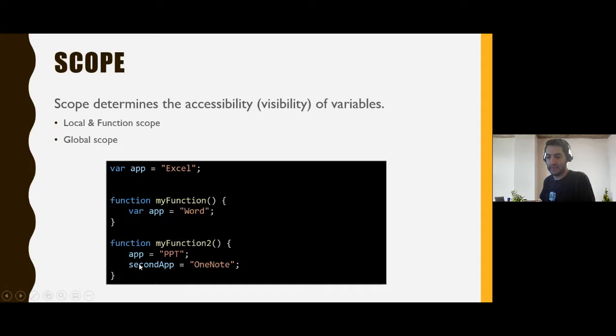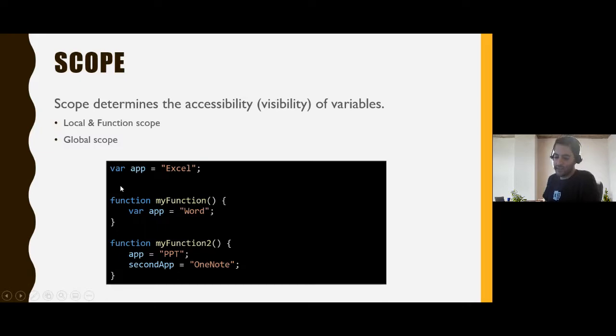And in this case, JavaScript is gonna search for the declaration of the variable. So it's gonna say, okay, I see here a second app equals one node, and I don't see it was declared in my function too. Maybe I'll go to the global scope. Then it goes to the global scope and it searches for second app, and it doesn't find it as well. And once it reaches the global scope, it finishes.